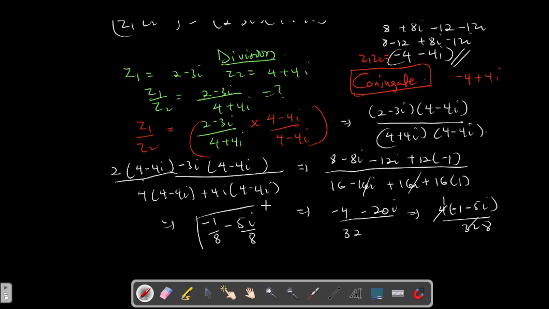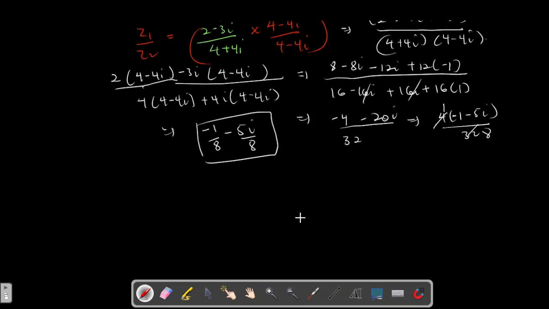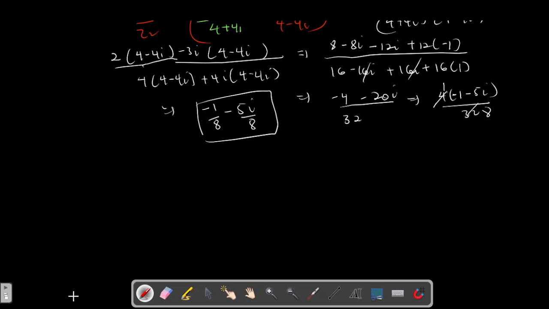As simple as that. So our real part is negative 1 over 8. Our imaginary part is negative 5 over 8i. And that is division of complex numbers. Having known division of complex numbers, we simply talk shortly about what we call the modulus of complex numbers, as I mentioned earlier. The modulus of complex numbers.